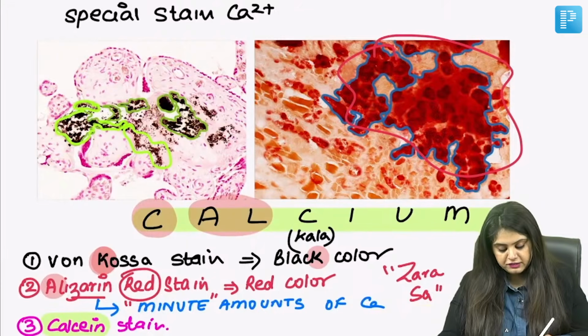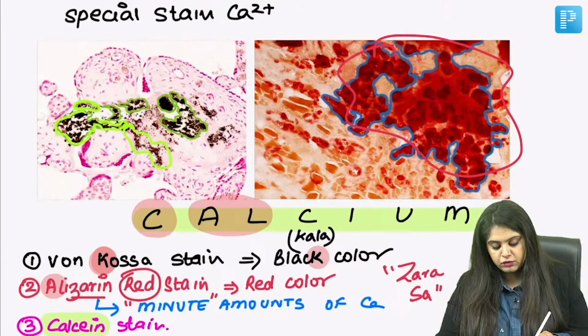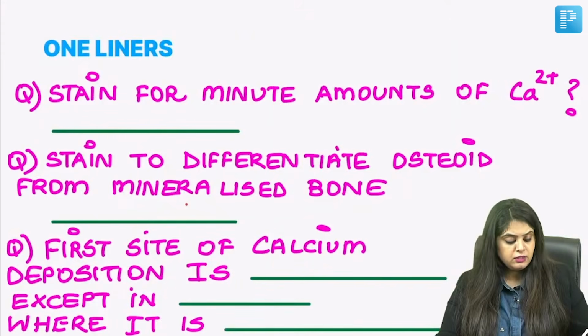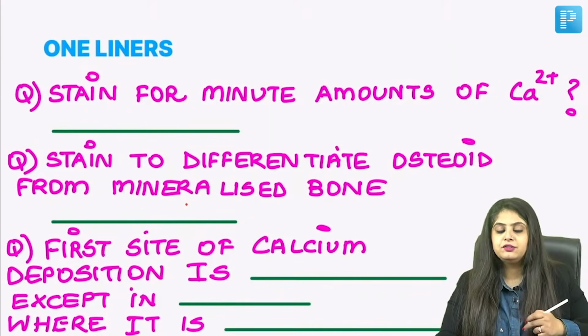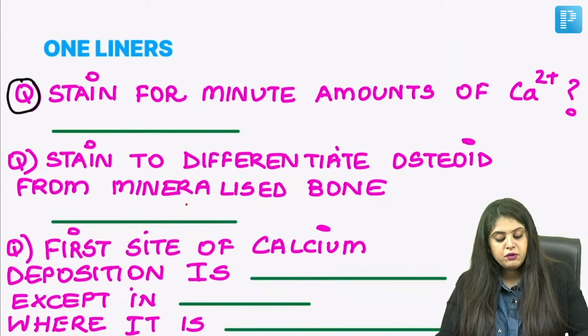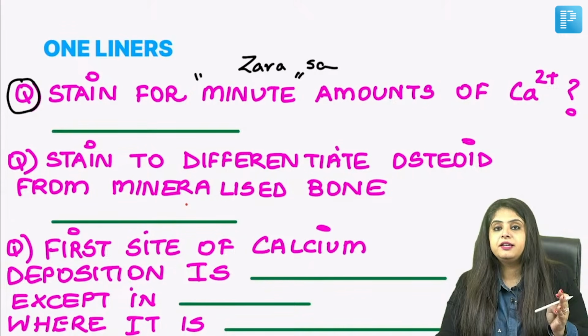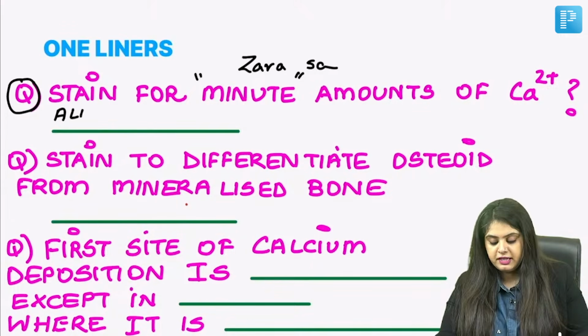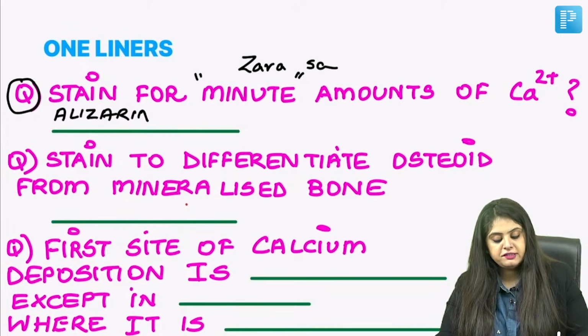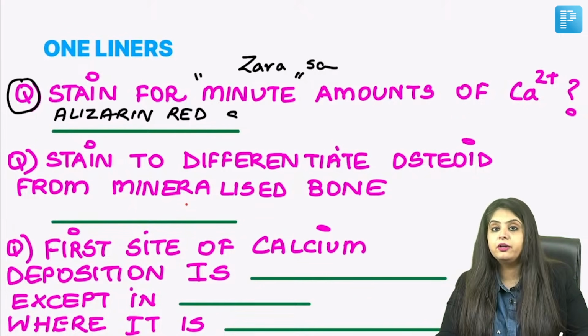So now if I ask you some more questions, that is going to be question number 1. Can you answer it? Let's take a one-liner test of yours. What is the stain for minute amounts of calcium? For zara sa calcium, tell me, von Kossa, alizarin or calcein? For zara sa calcium, perfect, alizarin red. ये question तो हमें आता था, कुछ नया बताओ मैम.